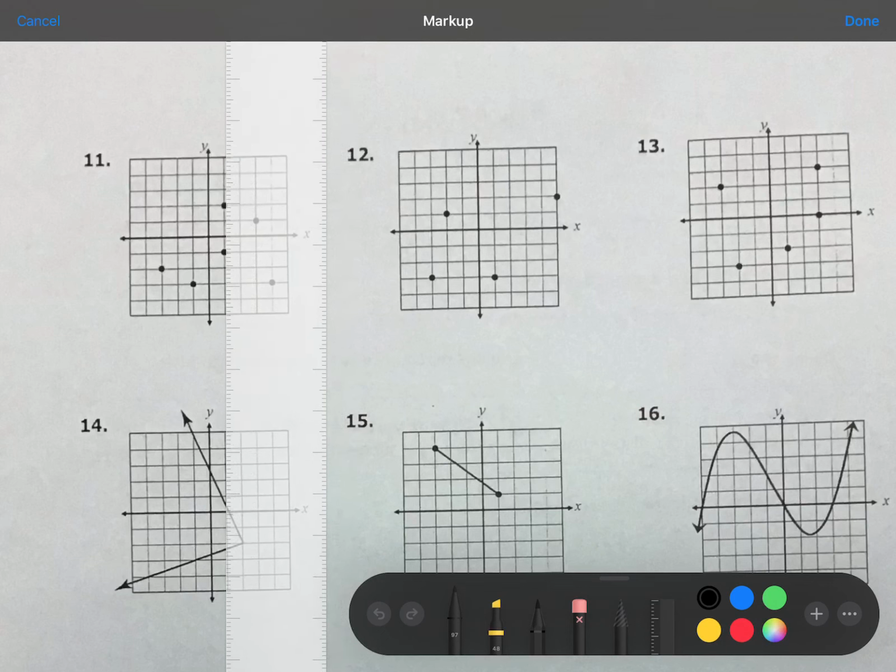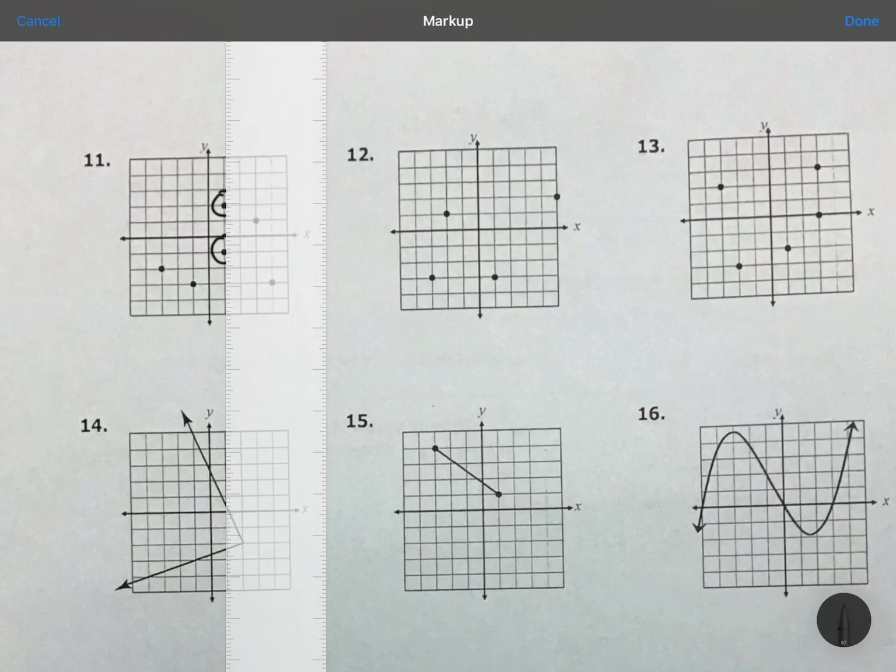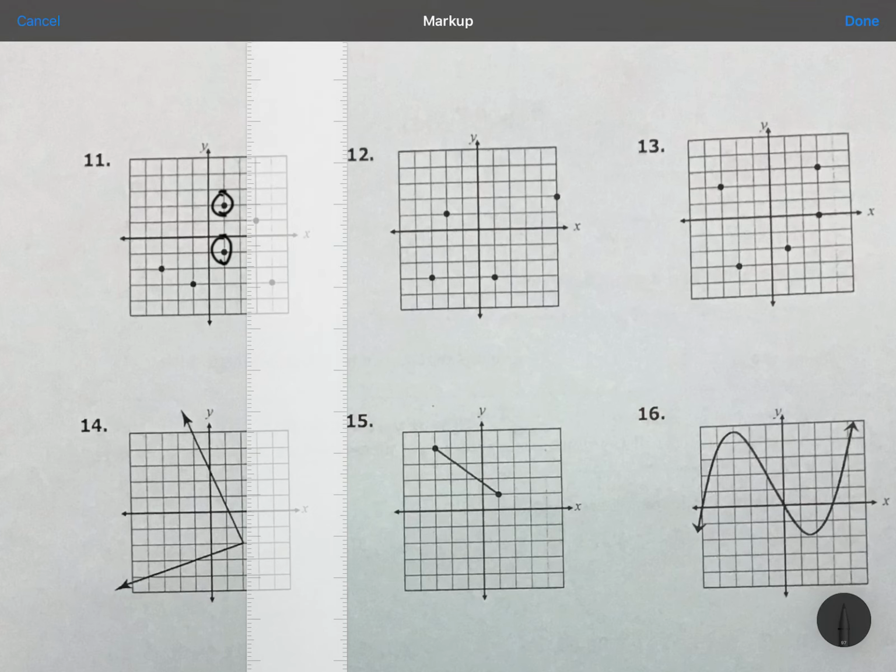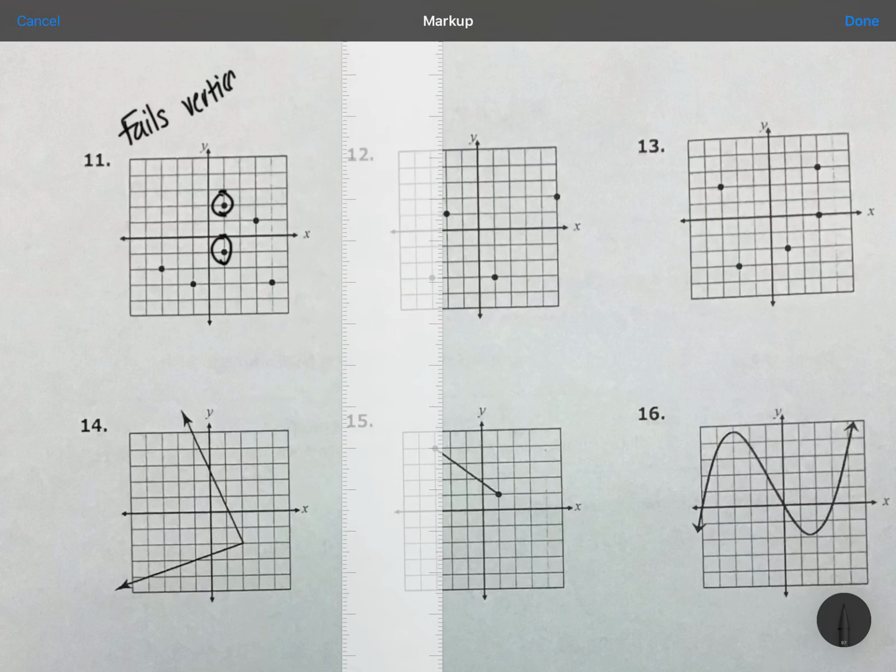I hit 2 points at one time. If you notice, I'm hitting 2 points at one time. So this fails the vertical line test. And because it fails the vertical line test, this is not a function. And again, you can just put no, not a function.